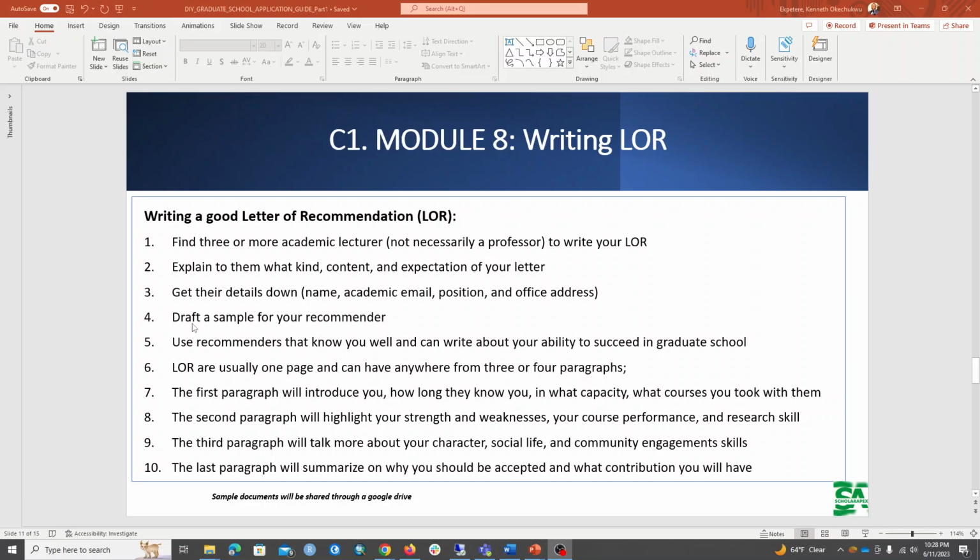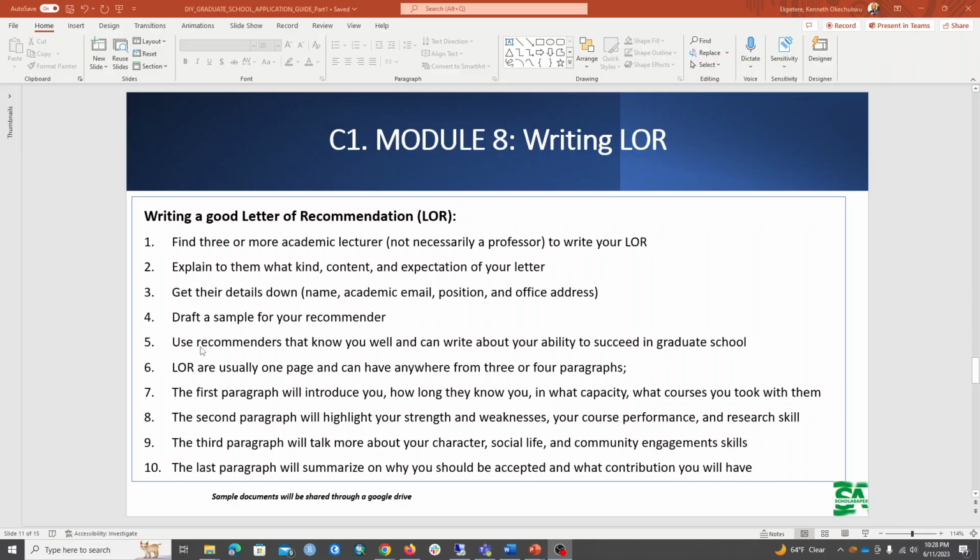So you also have to draft a sample for your recommender. Most recommenders don't know what kind of letter you want, right? So to be on the safe side, they tell you, okay, go and bring me a sample. This is more like an open check for you. So you have to draft your own letter of recommendation, and I have prepared one for you as a guide. You're going to see how you can write a befitting letter for your recommender to use. Most likely they're just going to take it, maybe edit it, and they're going to sign it and upload it for you.